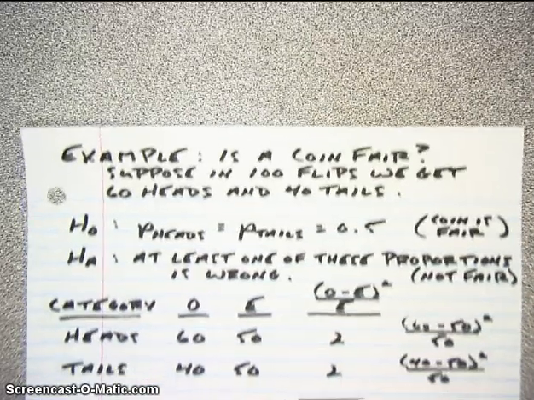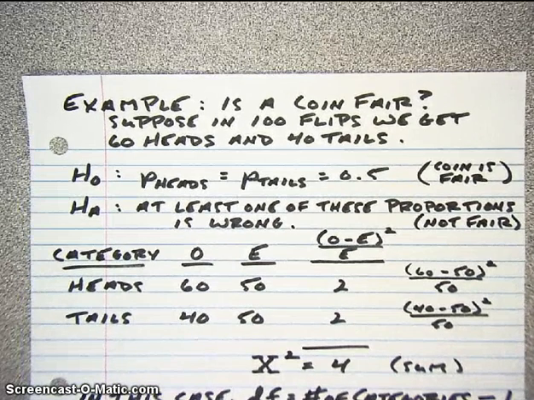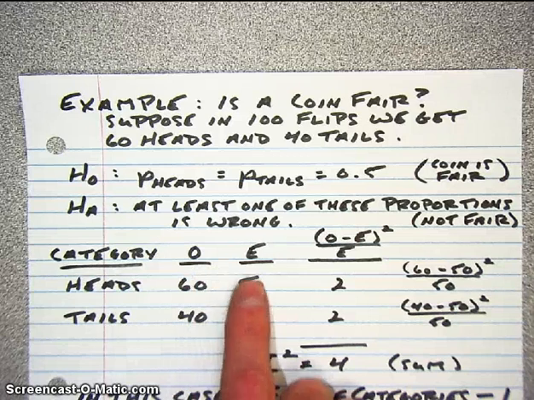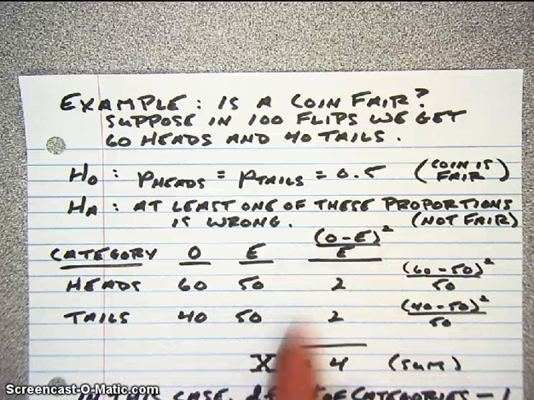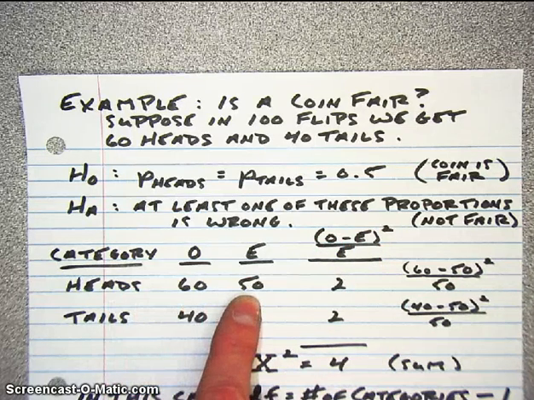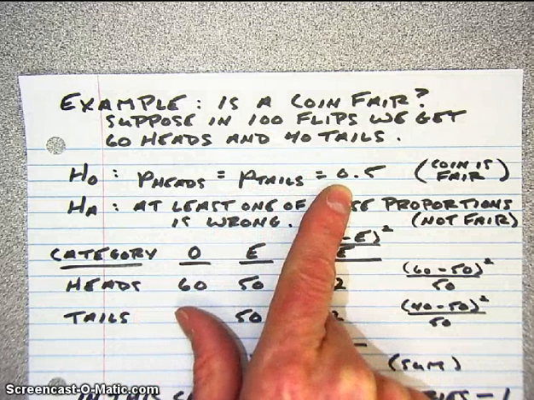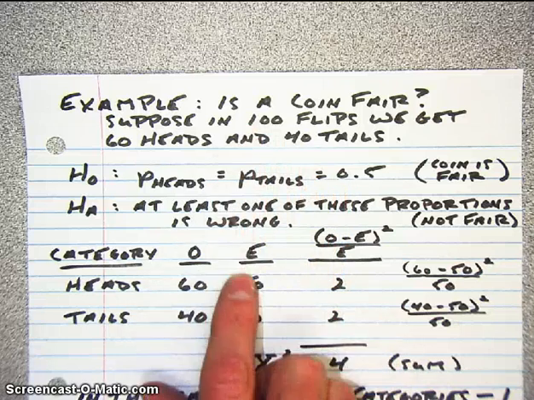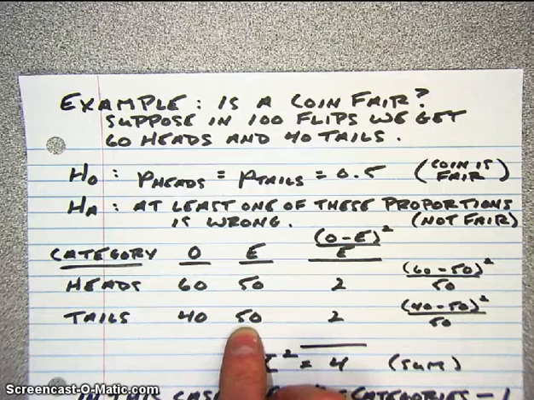Now what we do to calculate a chi-square statistic is we take the observed count in each category and calculate the expected count in each category, and then calculate the components of chi-square over here using that formula. Now we observe 60 heads. We expect 50 heads. Why? Well, because we have 100 flips, and we expect half of them to be heads. Half of 100 is 50. We also expect to have 50 tails. Half of 100 is 50.